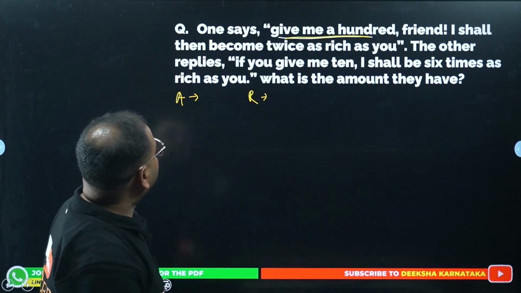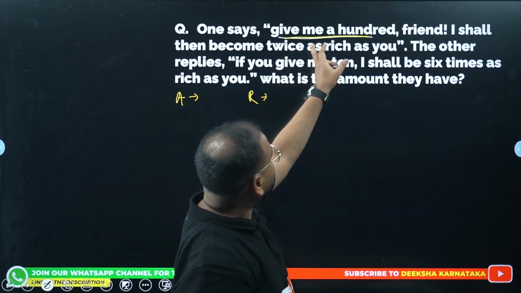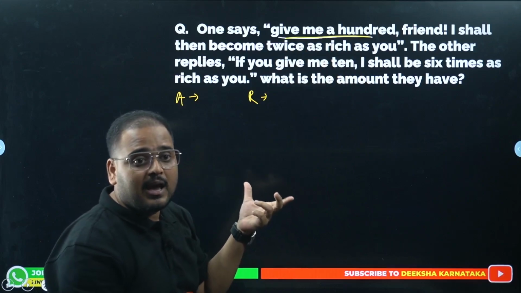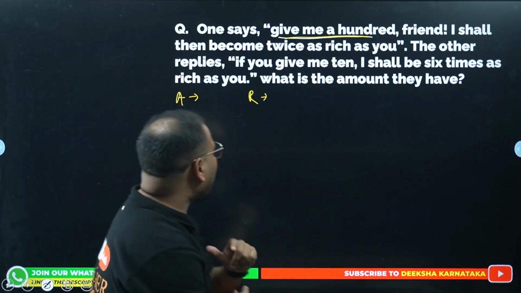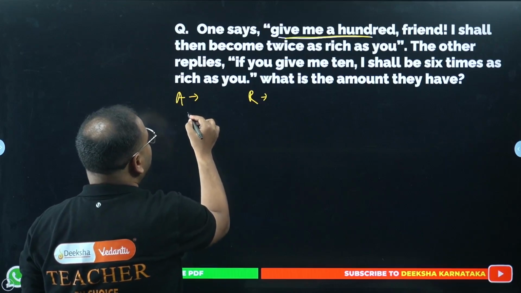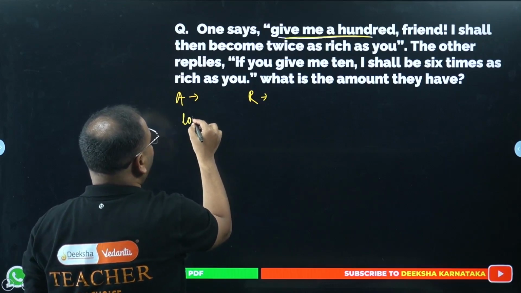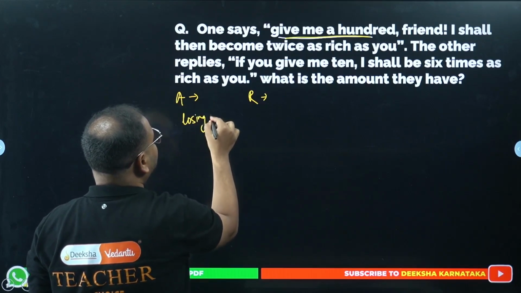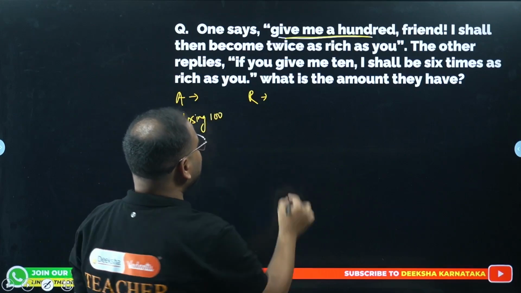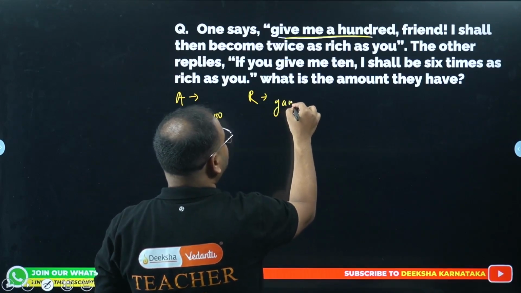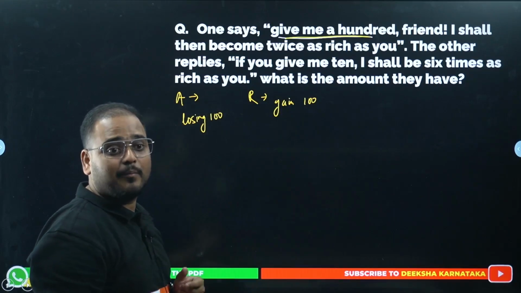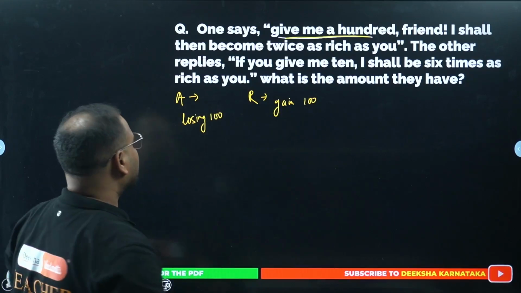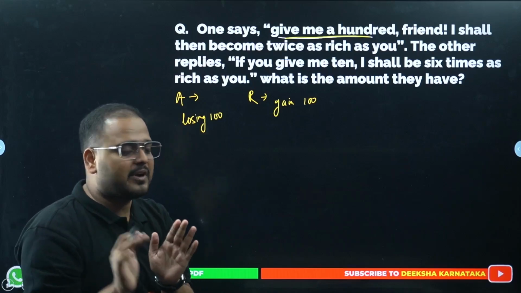One of them is asking to give me 100 rupees and then I will be twice as rich as you. Let's say Akash is losing 100 rupees, and Ritu is gaining 100. And then who is richer? Ritu is richer, by 2 times. Let's just stick to this statement right now.